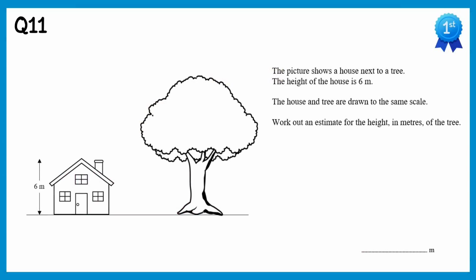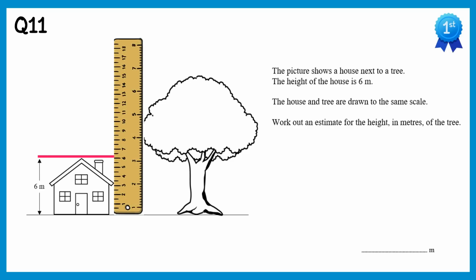In this question you need to measure the height of the house and the height of the tree. So if you place your ruler on the page, you'll find the house is roughly 6 centimeters tall, and the tree comes out at about 15 centimeters tall.